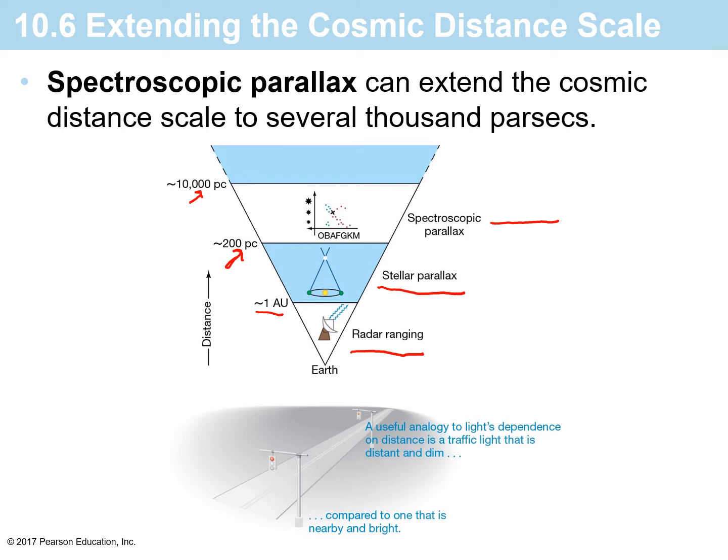So a useful analogy to light's dependence on distance is a traffic light that is distant and dim, or one that is close and bright. And we've kind of talked about that with our fires on a mountaintop.